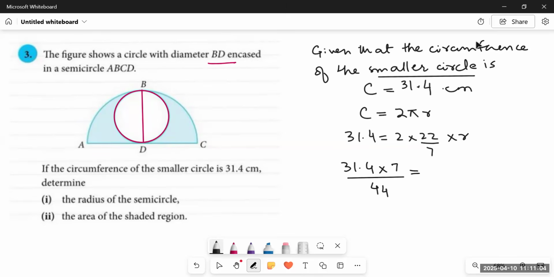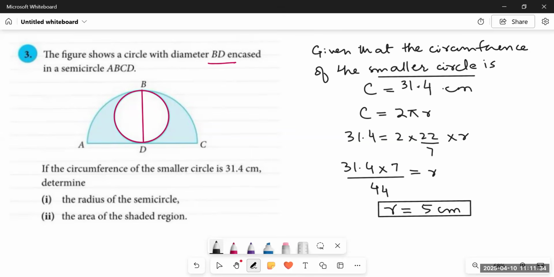Now, these are the things that we have already practiced a lot in linear equations. So if you haven't watched my video related to linear equations, first watch them and then do these questions so it becomes easier for you. So we will multiply 31.4 with 7. It gives us 219.8, and then we will divide it by 44. So the final answer would be 4.99, that is 5. So the radius we are getting is 5 centimeters.